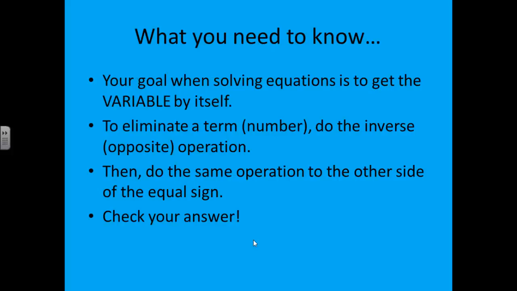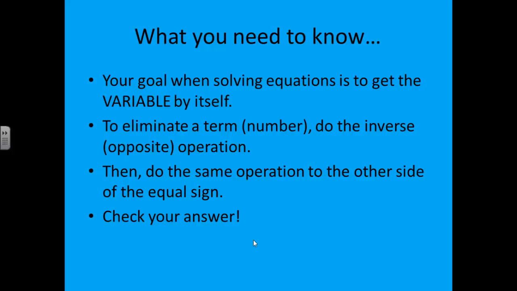Here are some basic things that you need to know before we start actually solving equations. Your goal when you're solving equations is to get the variable or the unknown all by itself on one side of the equal sign. You want that x or that y or that z on one side of the equation and everything else on the other side. To eliminate a number on one side of the equation to try to get that variable by itself, you have to do the inverse or opposite operation. I'll show you in some examples coming up.